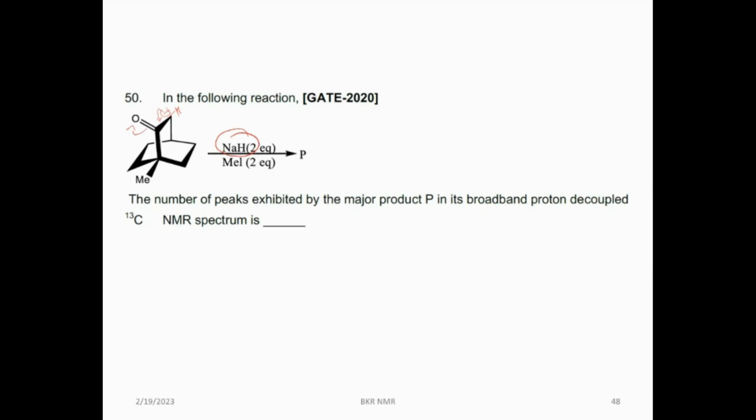Two equivalents of base are given, so they are expecting the molecule with 2, I think. Something like this, with double bond O. Can I cut the molecule into equal halves? If I cut in the plane like this, how many signals?